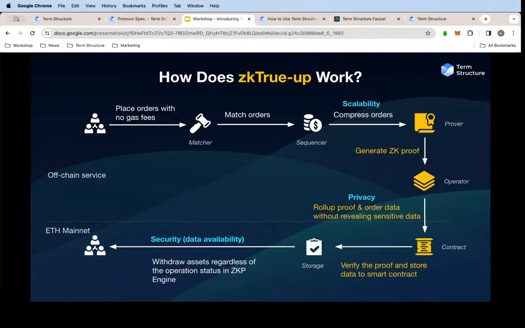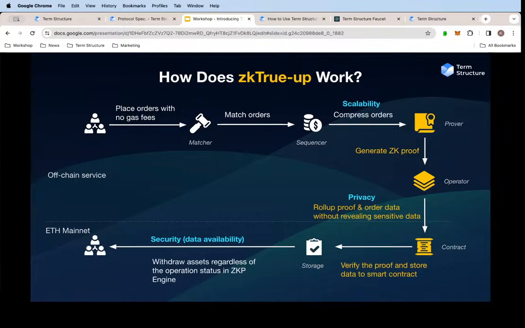And in this slide, I'm going to tell you how zk-True-up works. The main jobs of zk-True-up include matching the orders, sequencing transactions through a batch, and sending batched orders to the ZK engine for generating proof. These jobs are executed by the matcher, sequencer, prover, ZK engine, and operator. Please note that zk-True-up is a closed ZK engine dedicated to serving Term Structure, without a compatibility design for EVM and Ethereum contracts.